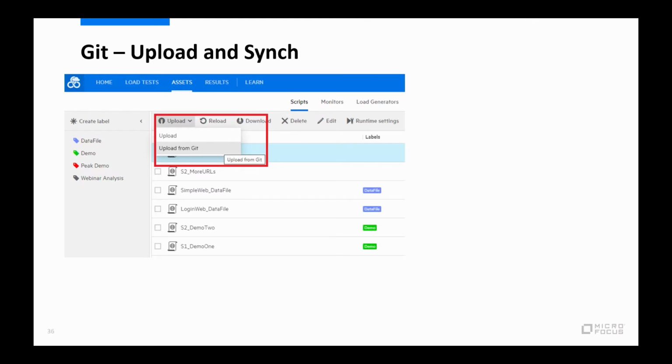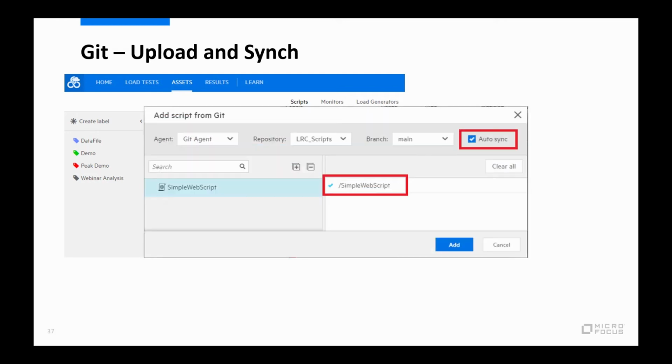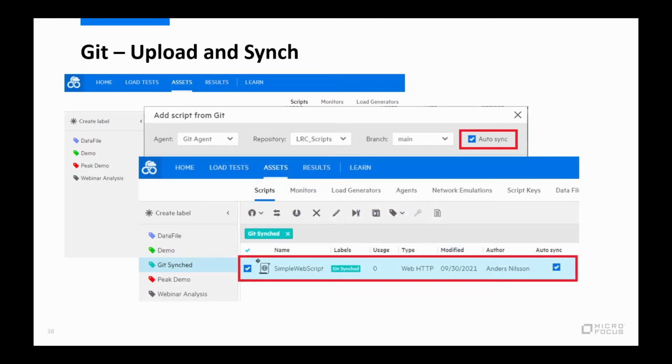So then to get our scripts that are located in the GitHub repository to be available to us in LoadRunner Cloud, we then go into Assets and Scripts and select to upload from Git. We get a list of the available scripts in that repository, and we can select our scripts, and if wanted, we can also check the auto-synchronization box. The script will then be added from Git into LoadRunner Cloud. And I also added a label here to simply highlight that this script is indeed synced from Git.